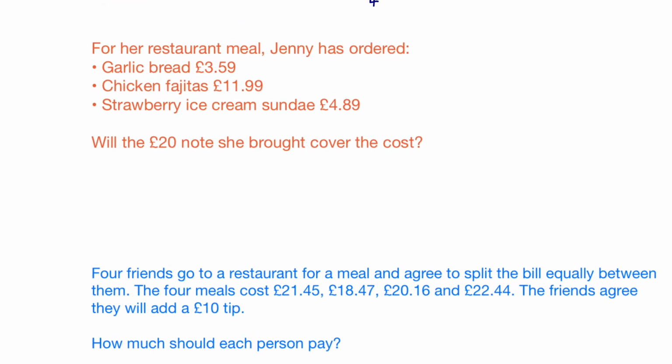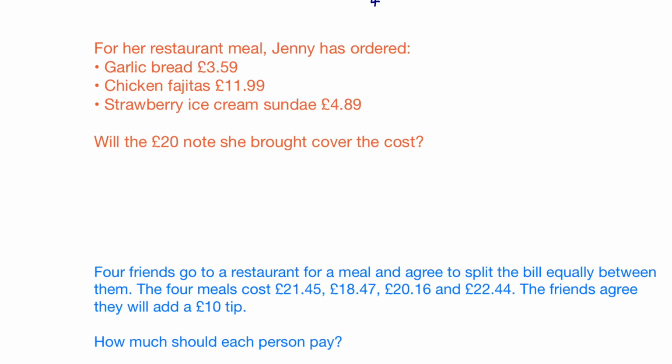Okay, so moving on to Jenny next. For her restaurant meal, Jenny's ordered garlic bread, chicken fajitas and a strawberry ice cream sundae. Will the £20 note she brought cover the cost? Well, let's hope so for Jenny's sake. So what are we going to have to do with those numbers?